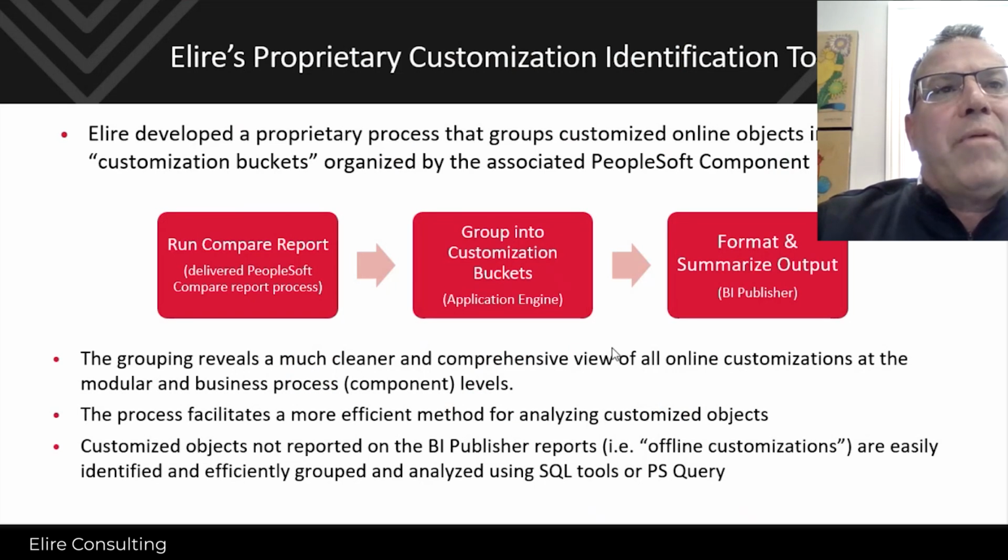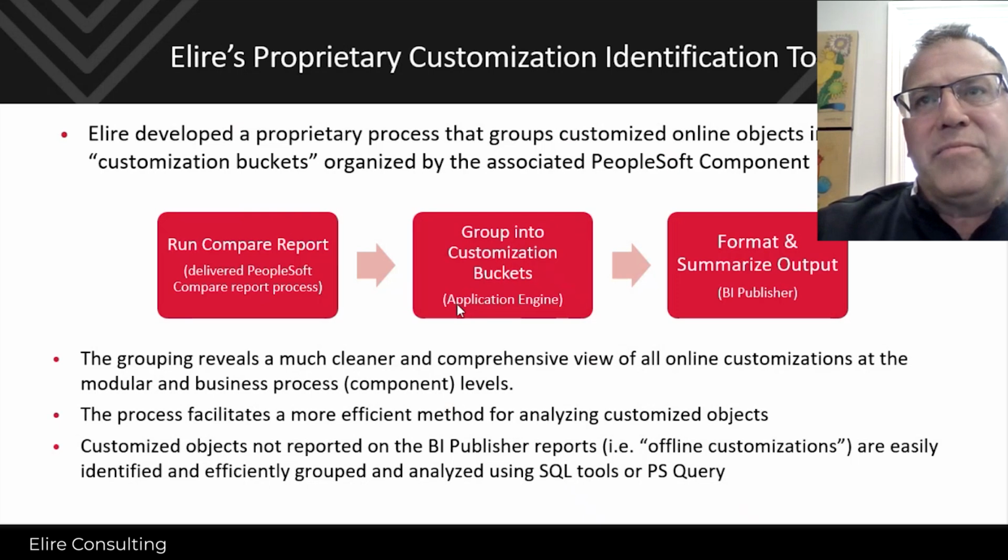Focusing in on our proprietary customization identification tool, our tool runs on top of the delivered PeopleSoft Compare Report. It's an application process that will reference the output from that report. It'll categorize the customizations and group those customizations into a component level. That's the one thing that the delivered compare report lacks: the ability to put all the different objects that relate to a component in a bucket that can then be used to more efficiently address what the customization is and how we can remove or decrease the impact of that customization.